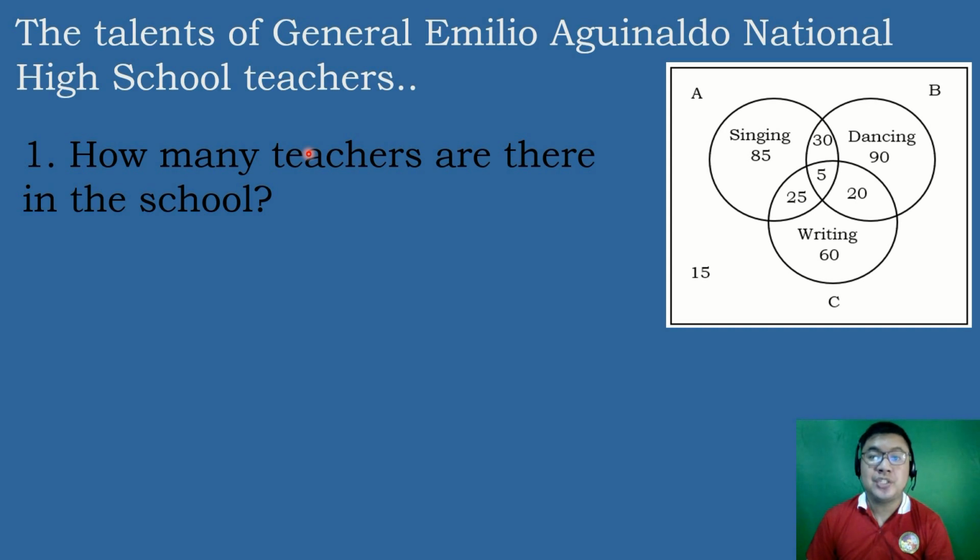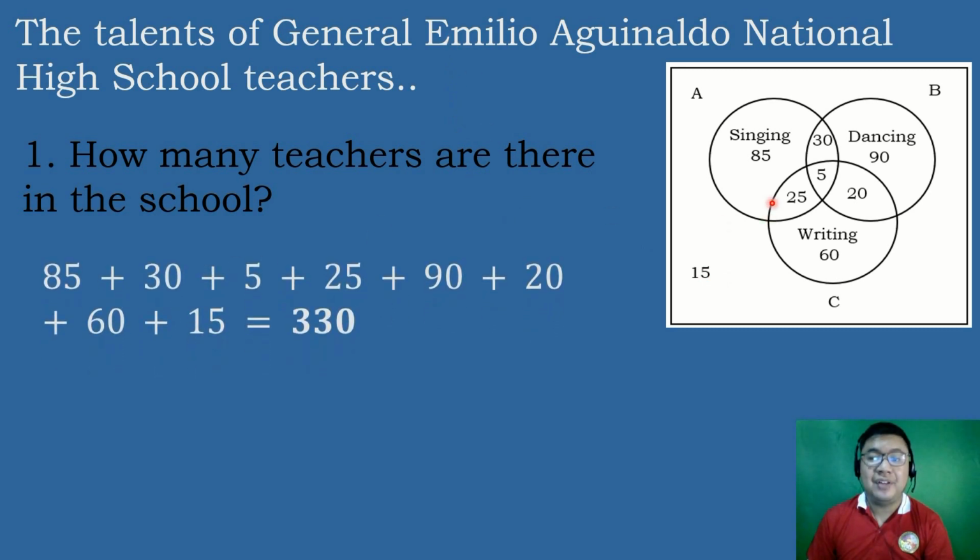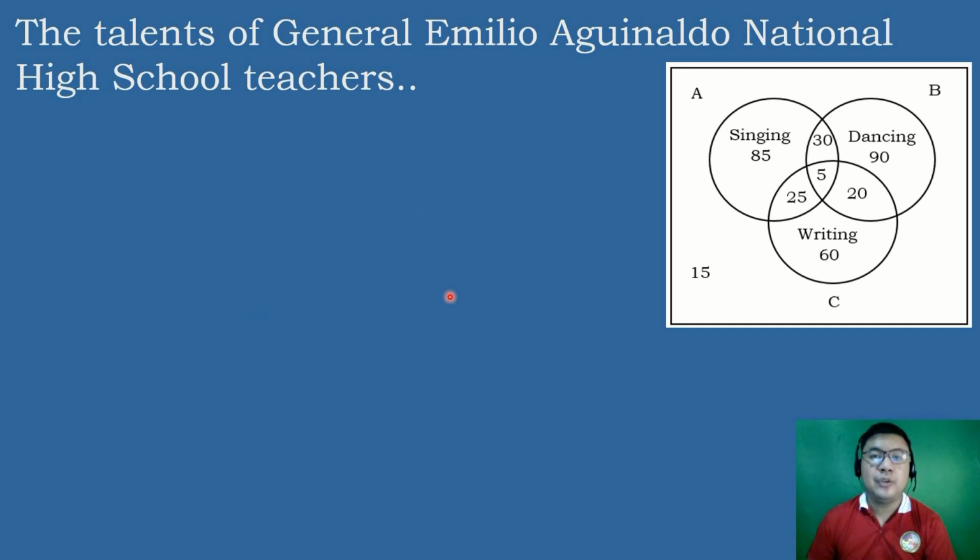To answer this question, all you need to do is add all the numbers that are located inside and outside the circles. So adding the numbers, we have 85 plus 30 plus 5 plus 25 plus 90 plus 20 plus 60 plus 15, which is equal to 330. Therefore, the total number of General Emilio Aguinaldo National High School teachers is equal to 330. Let's have our second question.